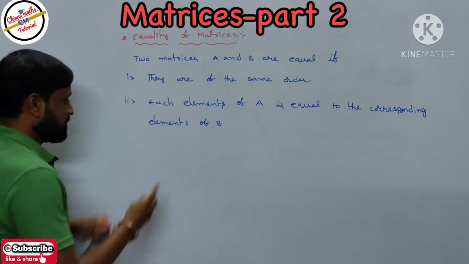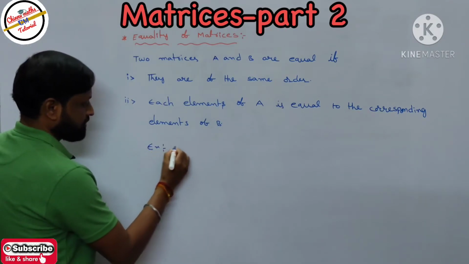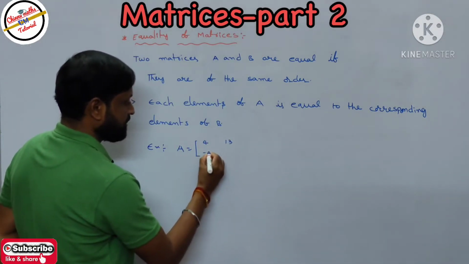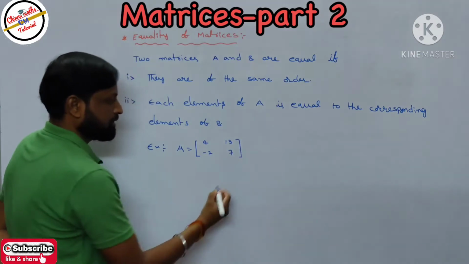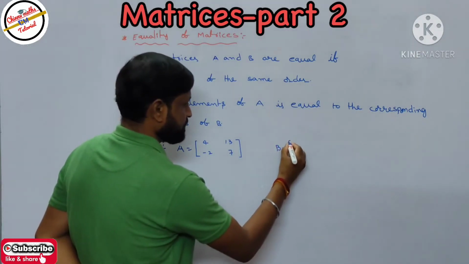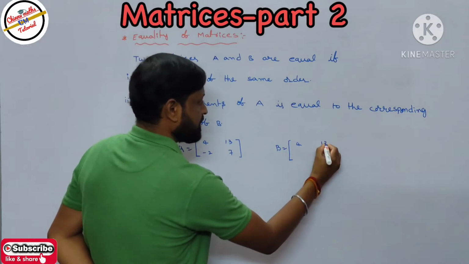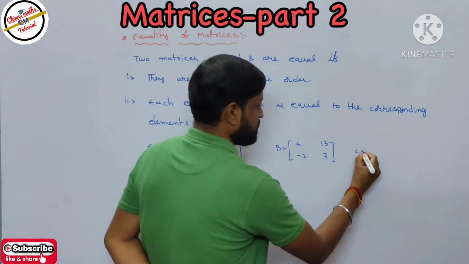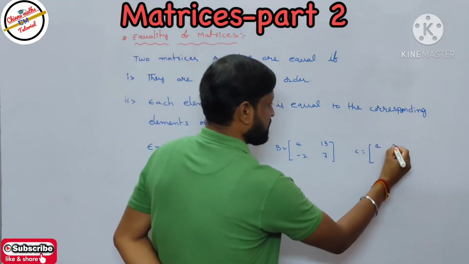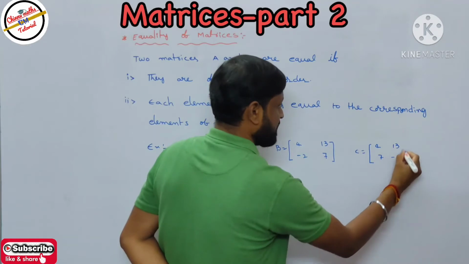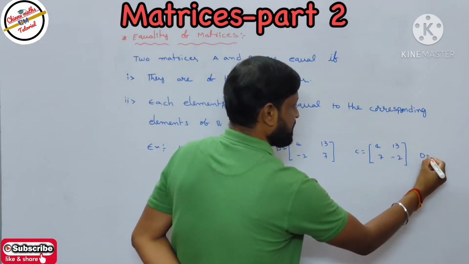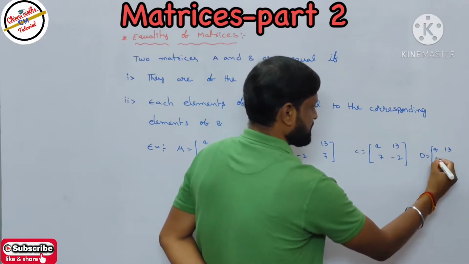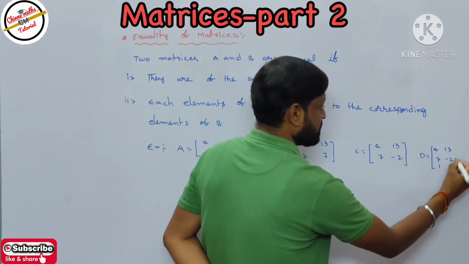So take one example. For example, the matrix A equals 4, 13, minus 2, 7. The matrix B equals 4, 13, minus 2, 7. Then matrix C equals 4, 13, 7, minus 2. The matrix D equals 4, 13, 7, minus 2, 1, 2.